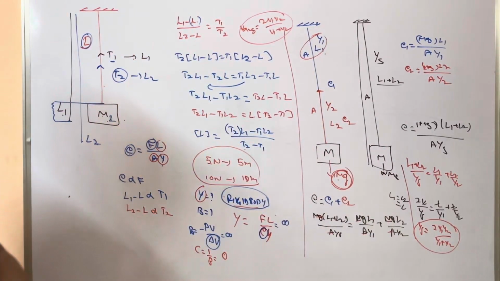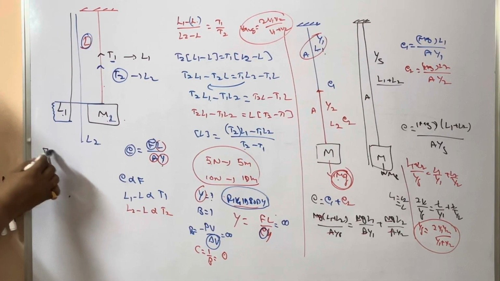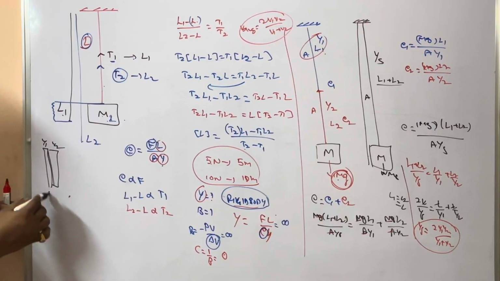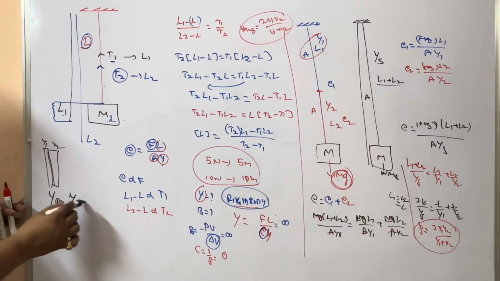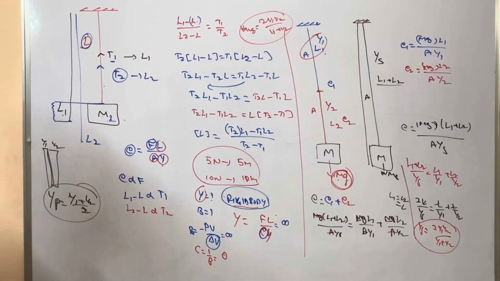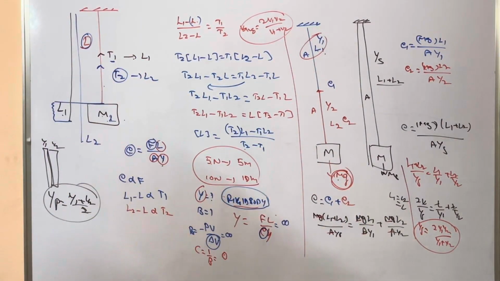Similarly, if you connect those two wires in parallel, with Y1 and Y2, the same length and the same area, then Yp is equal to (Y1 plus Y2) by 2. This is an important formula and you can easily remember it. I hope you understood these problems and the resultant Young's modulus when two wires are connected in series and parallel.